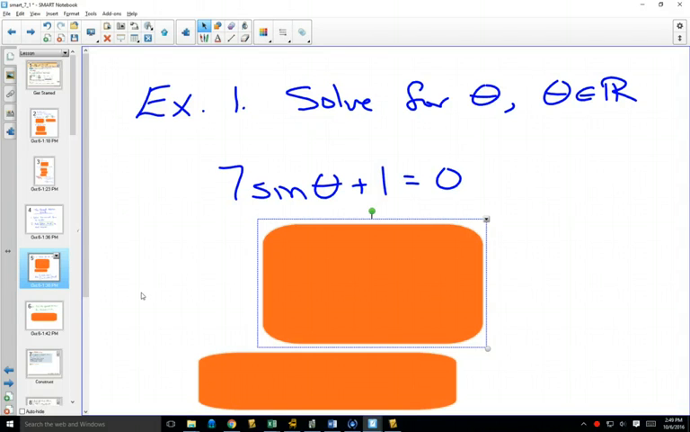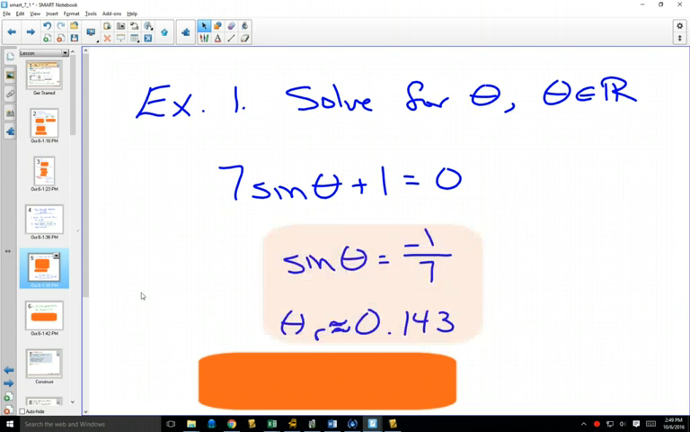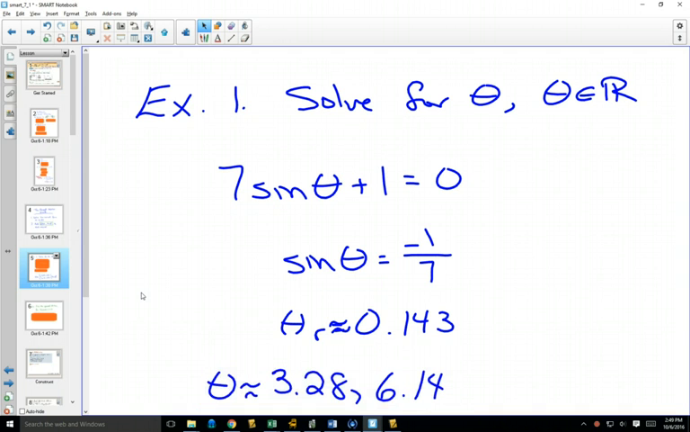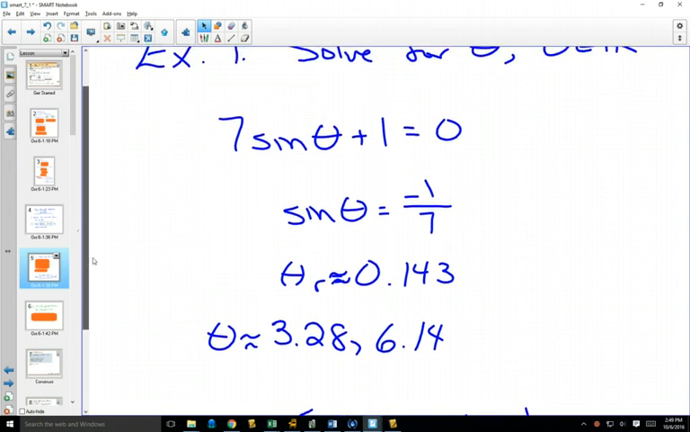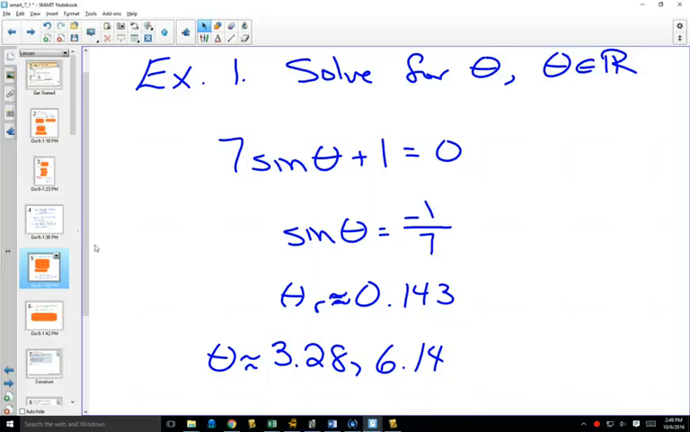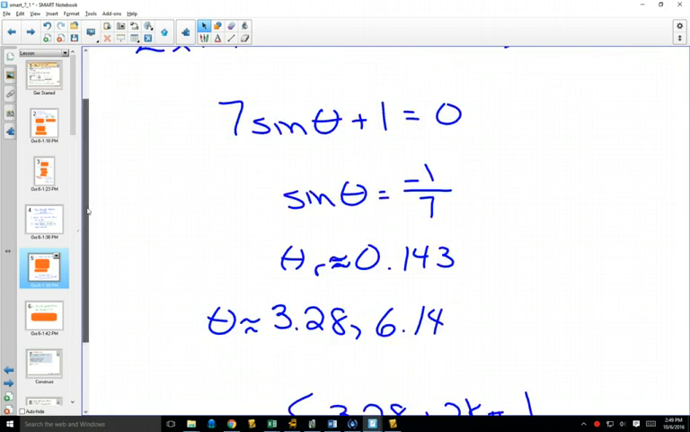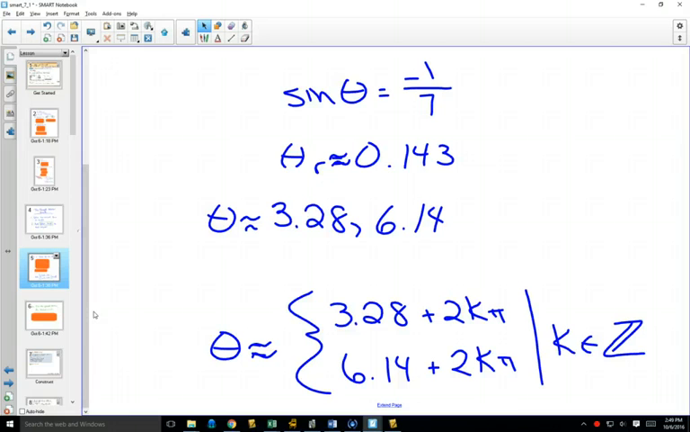So as far as our starting place, we start by solving this just like normal from 0 to 2 pi. How would we solve this for normal from 0 to 2 pi? Well, we'd get sine by itself. We'd find our reference angle by doing sine inverse of positive 1 over 7. Once we've got our reference angle, we'd say sine is negative in quadrant 3 and quadrant 4. And we'd get 3.28 and 6.14. So that's solving normal. That's step 1. Step 1, solve like normal between 0 and 2 pi. Step 2, take each of your answers and add 2k pi. So how do we write that? We take each of our answers plus 2k pi, where k is an integer, and this is the format that we would write it in.